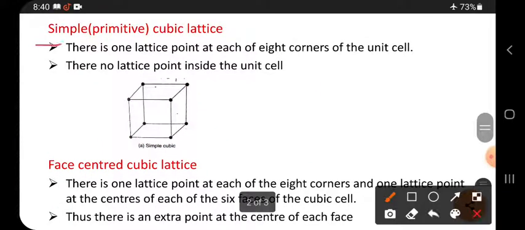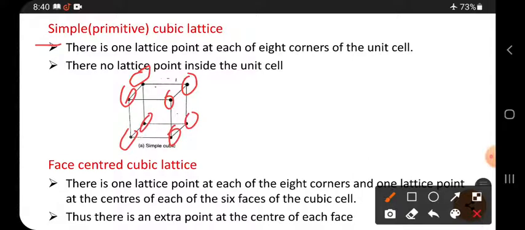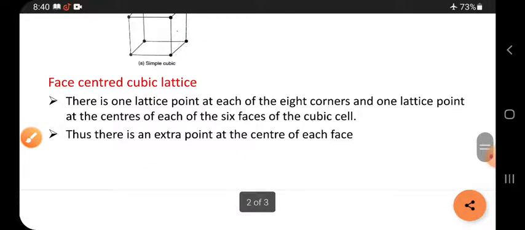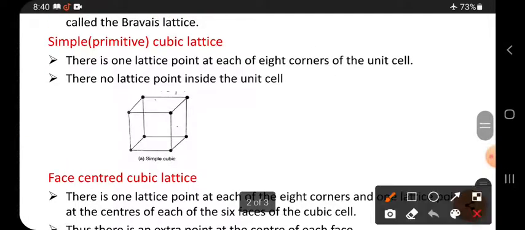So there is one lattice point at each of the 8 corners. How many corners are there? Totally 8 corners, and all the corners contain one lattice point. There is no lattice point inside the unit cell. Only at the corners we have lattice points. At the center or at the faces, we don't have any lattice points. That is why it is simple: lattice points are present only at the corners, not inside.